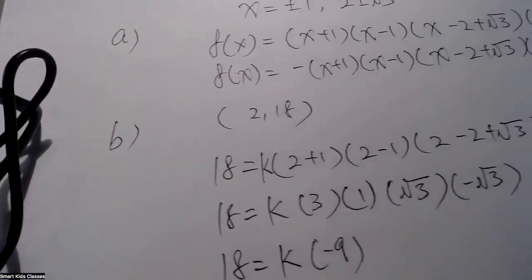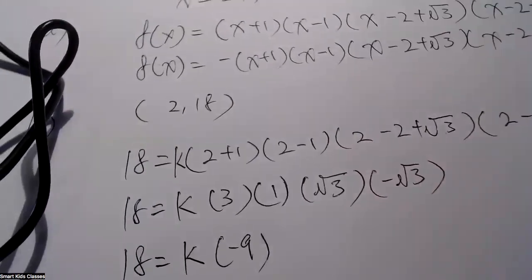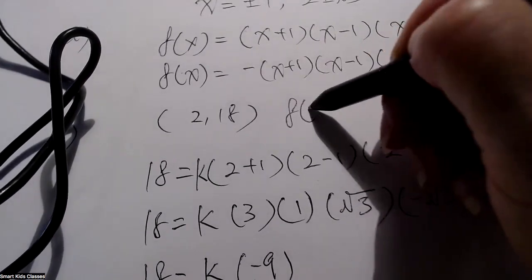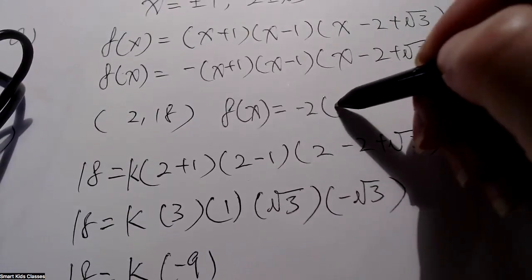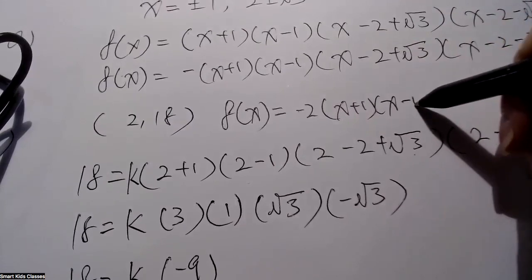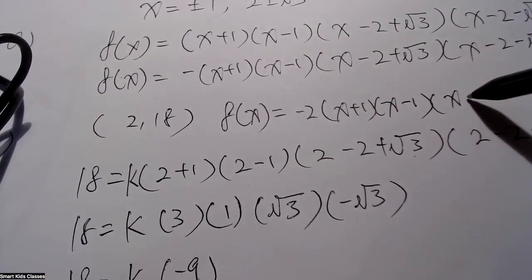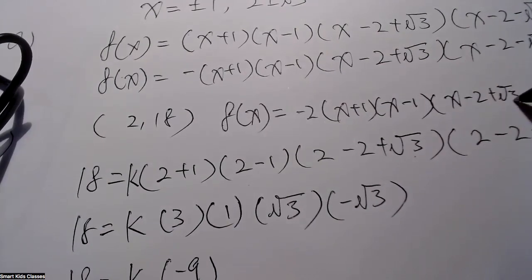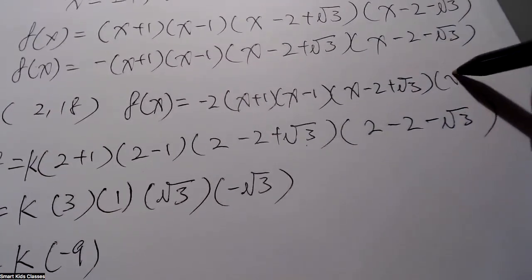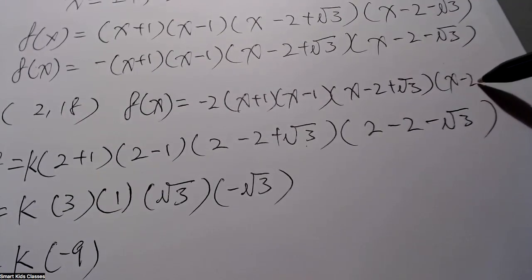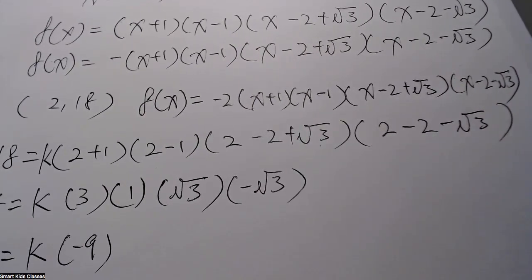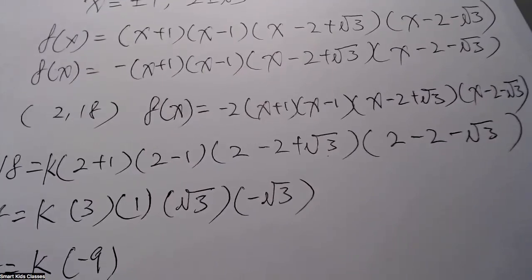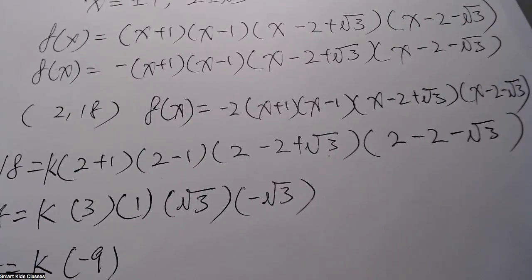So now we're going to write the equation. Plugging in, if this is the point, we write f(x) is equal to negative 2 times (x + 1)(x - 1)(x - 2 + square root 3)(x - 2 - square root 3). And that's the final answer. We find the k, and that's how we explain it for the quartic family function. For example 3, let's do the next, example 4.